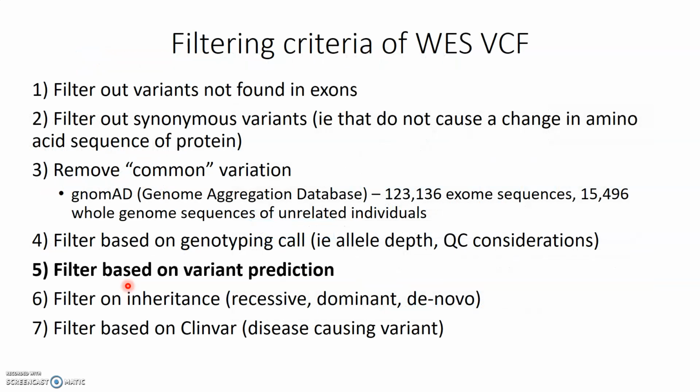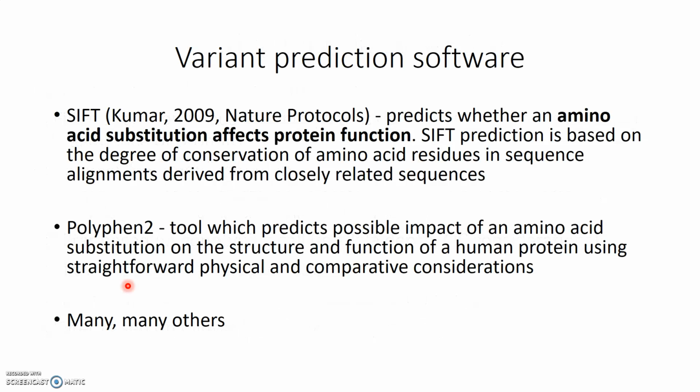We can also filter based on variant prediction. We didn't actually do this within the class itself, but remember there are a number of tools that we can use. Some of the most popular are called SIFT and PolyPhen-2. And remember, as I mentioned before, these predict whether an amino acid substitution affects the function of that particular protein.